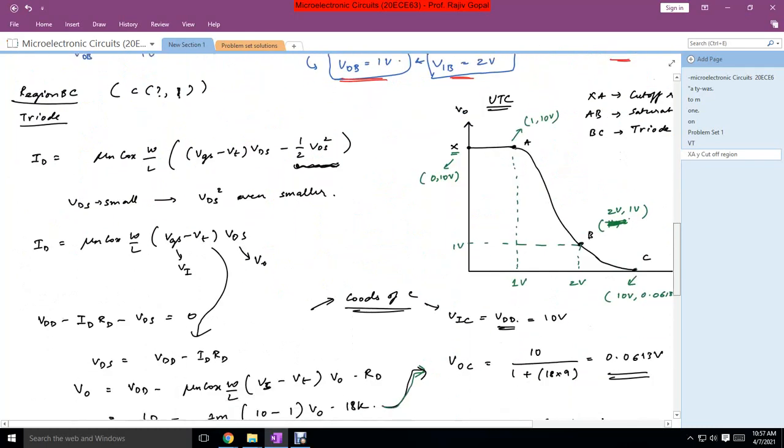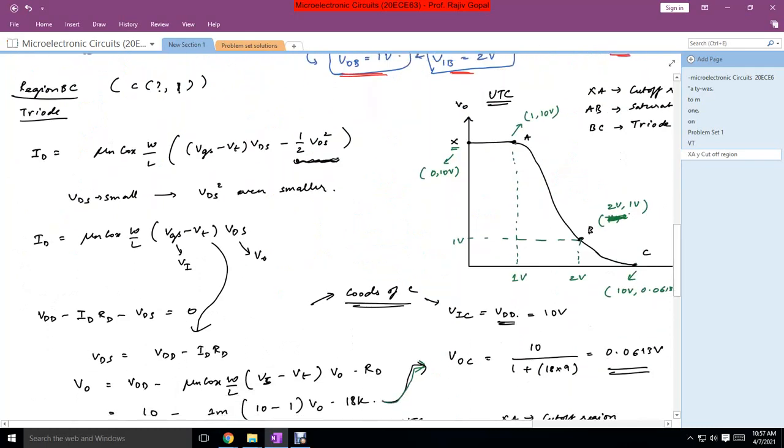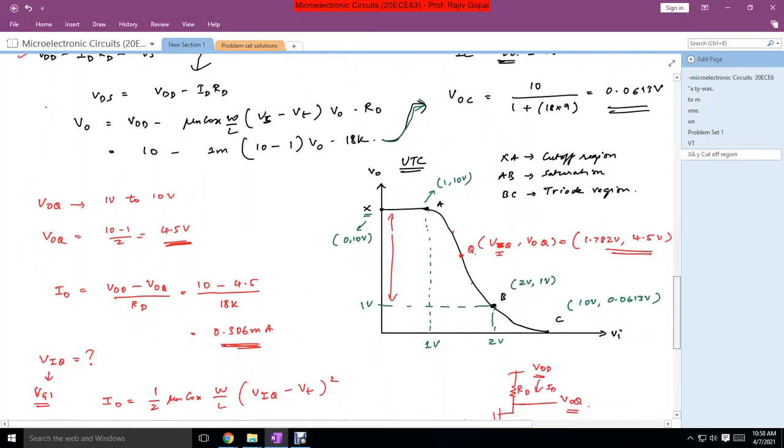And finally for point C I have to use the triode current equation. In this, VDS is actually a very small value, which makes VDS square even smaller, so the second term can be neglected. Then use the KVL equation at the output side, the drain and source side. You will get this equation. Substitute the value of ID in this, and finally find the value of VOC.